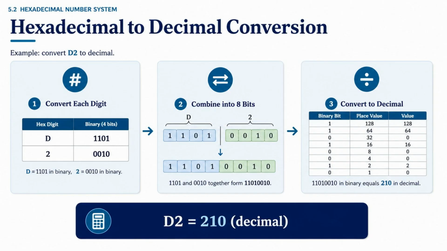Reverse example, hex D2 to decimal. Convert each hex digit to its 4-bit binary. D equals 1101, 2 equals 0010. Combine into one 8-bit binary number, 11010010. Then convert that binary to decimal using the positional table, 210. Final answer, D2 equals 210 in decimal.